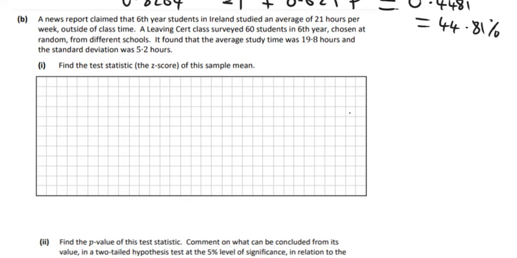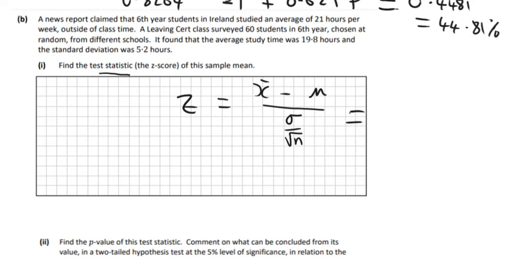Right, so for the next part then, we just have to find the Z, or the test statistic, or the Z score. So there's a formula for that anyway. Z equals X bar minus mu all over standard deviation over root of n. So in this, you're just picking out what they are.